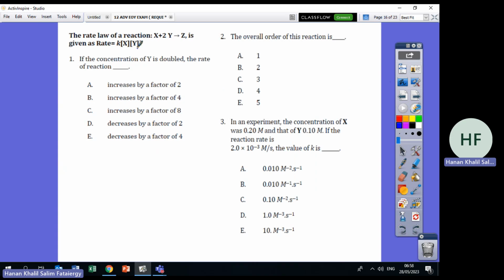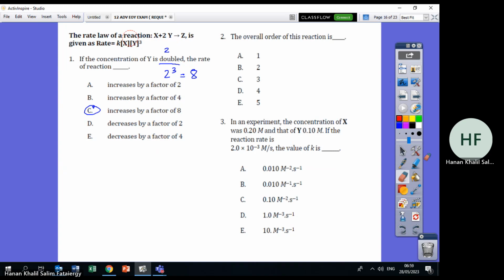Okay, now we have this question. You have the rate law x, y power 3. If you were asked what is the order of x, the order of x is 1. What is the order of y? The order of y is 3. What is the overall order? You add 1 plus 3, this is 4. Now, if the concentration of y is doubled, the rate of the reaction will be what? Doubled means 2. I will come here, remove the y and put 2 instead. 2 power 3 equals 8.